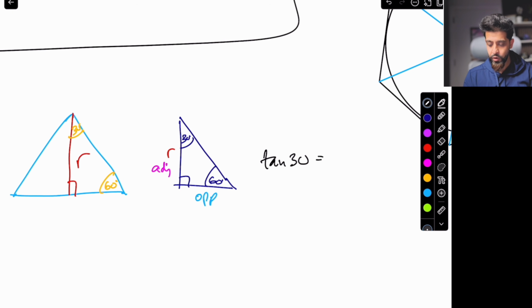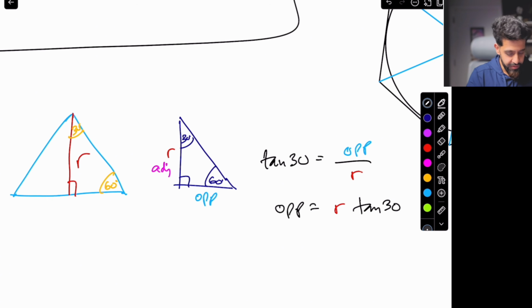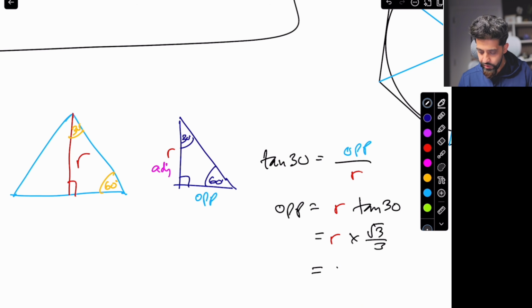So we have tan of 30 is equal to opposite, divided by R, which is your adjacent. Right, so if we multiply by the R on the other side, we have R tan 30, and we don't need to do this in our head, we can get that value. So that is equal to R times root 3 over 3, which is simplified to root 3 R over 3, like that.